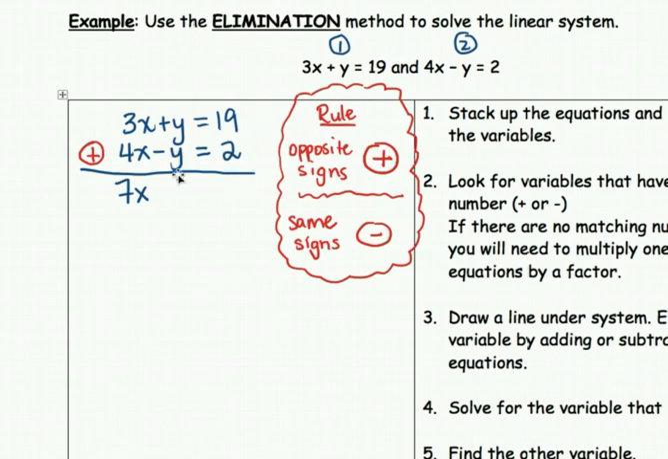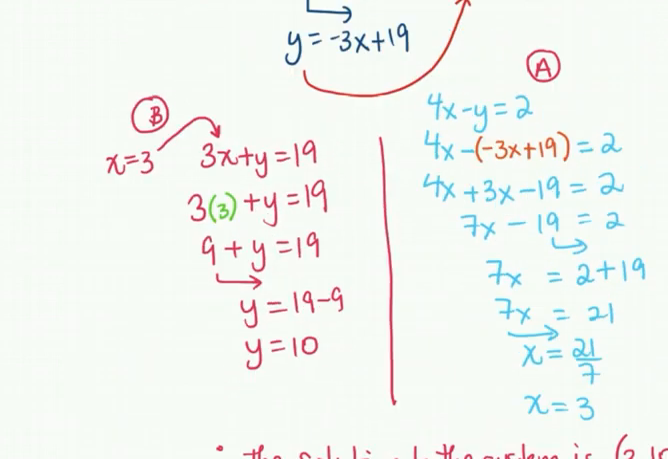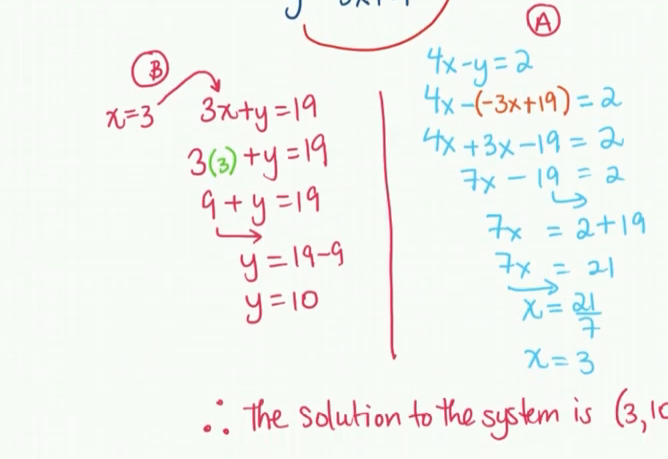The next one is positive 1y plus negative 1y, so that cancels out, becomes 0. I'm not going to write that, I'm just going to leave it blank. And then the next one here is 19 plus 2. Also bring the equal sign down. When I add those, I'll get 21. And that is kind of like what we had above with this method. 21 over 7 equals x, so we got to here.